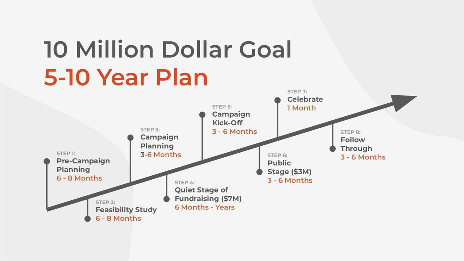Now, this stage of the process for a $10 million goal, it can take anywhere from 6 months, which is very unlikely, to actually years of this quiet stage. And many quiet stages do go on for years and years. Okay, now, step five, going into campaign kickoff. So now that we have this roughly $7 million, right? I would say if you had five, you potentially could go in. If you have eight, that's even better.